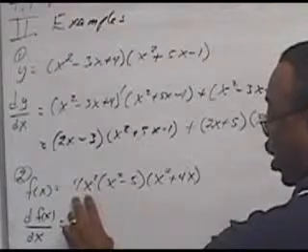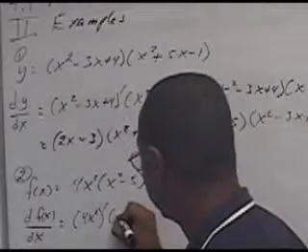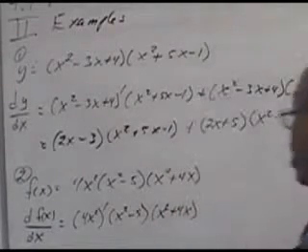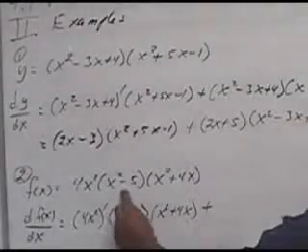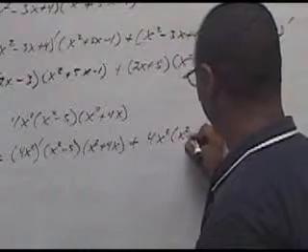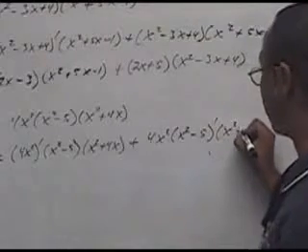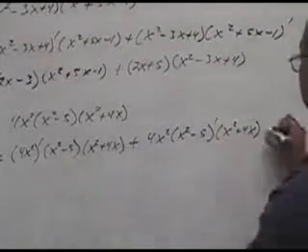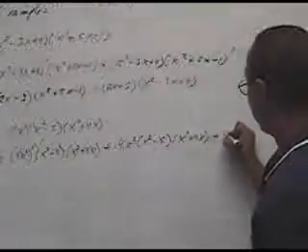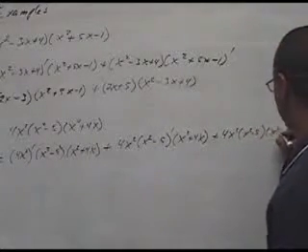So let's take the derivative of just the 4x squared times both of these, which will be the 4x squared derivative times your x squared minus 5 times your x squared plus 4x. Plus, this time we'll take the derivative of this function times these two, which will be 4x squared times the x squared minus 5 derivative times x squared plus 4x. Plus the derivative of this function times these two functions, which will be 4x squared times x squared minus 5 times the derivative of x squared plus 4x.